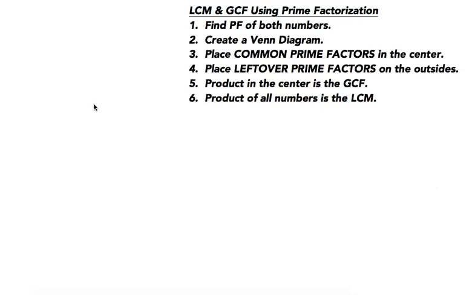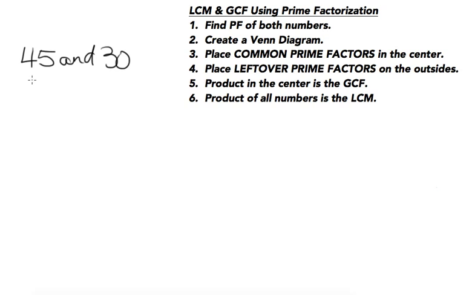All right, so let's start with the numbers. We will start with the numbers 45 and 30. And we're going to find both the LCM and the GCF of those numbers using prime factorization. I listed the steps here so that you can look at them and follow along as we're going through. Just refer back to them when you're doing this on your own. So we're going to start by finding the prime factorization of both numbers.